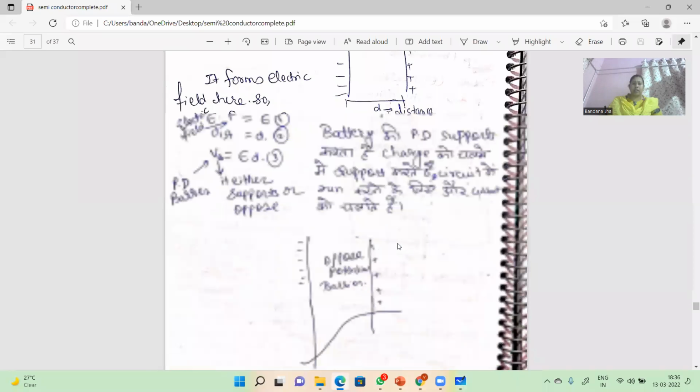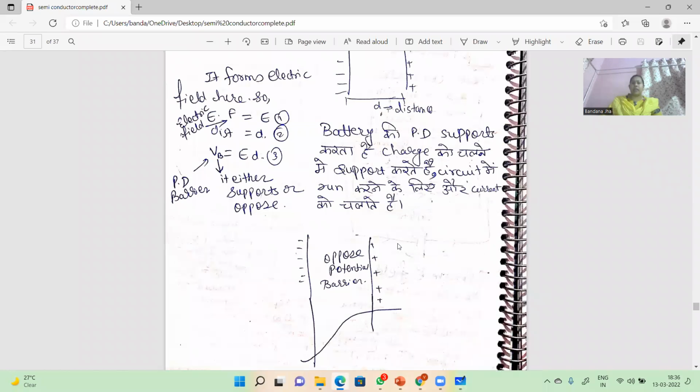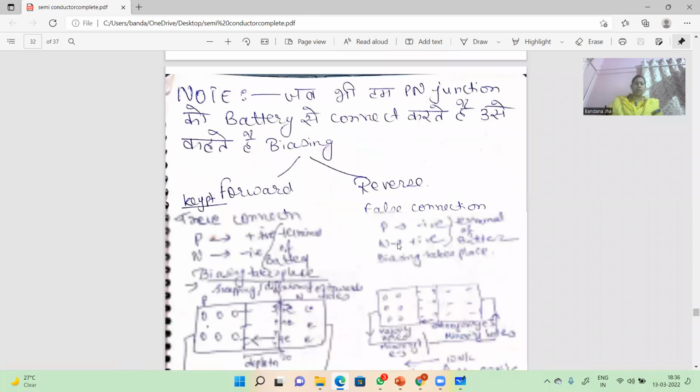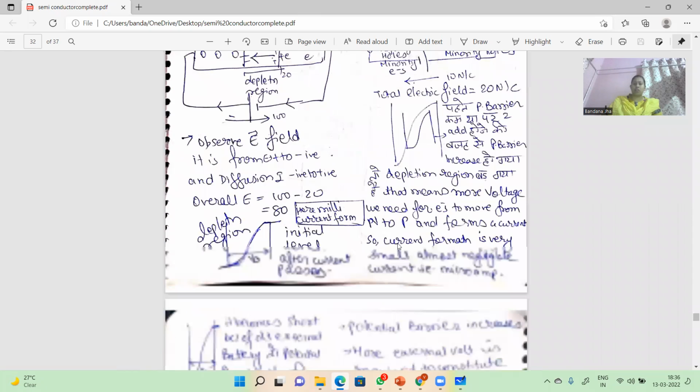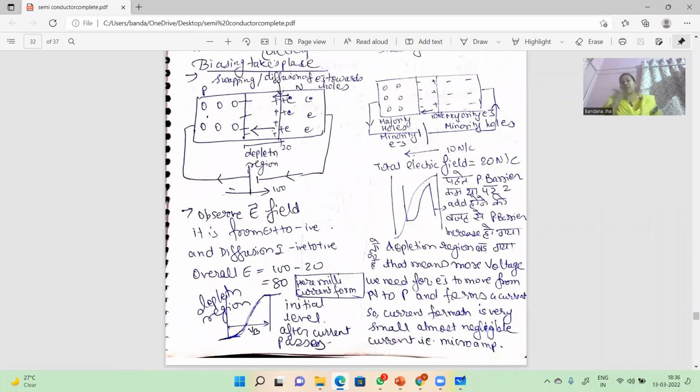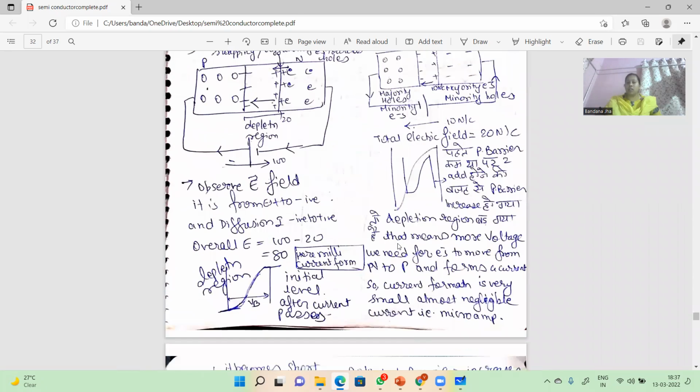I think it's written here. The battery's potential difference supports the charge to move, to run in the circuit. This helps. So forward and reverse bias I have also taught you. The depletion region in the forward bias is smaller as compared to the depletion region in the reverse bias. Here it is also written in Hindi, so I am explaining it to you.